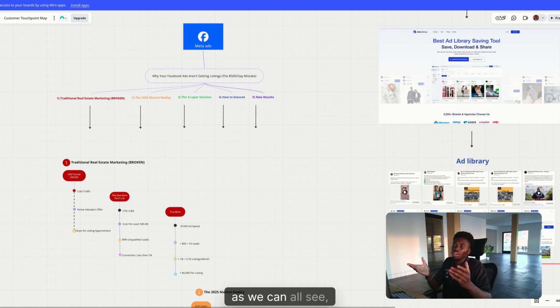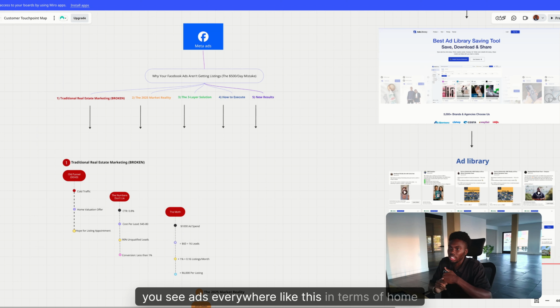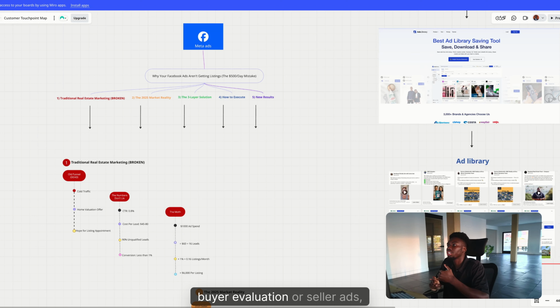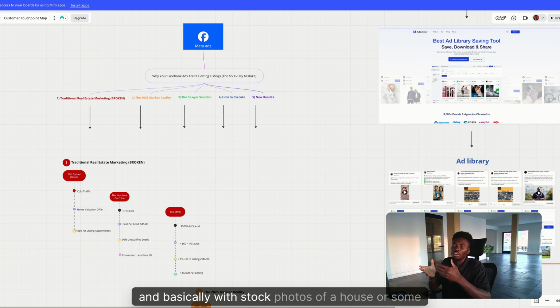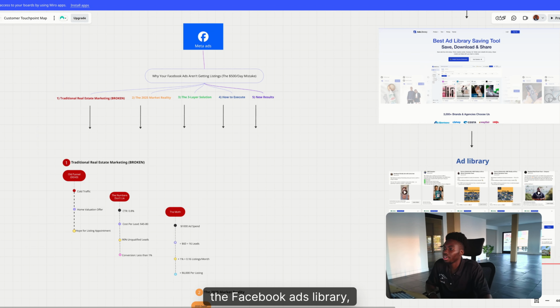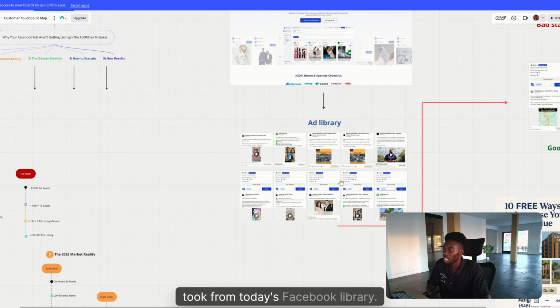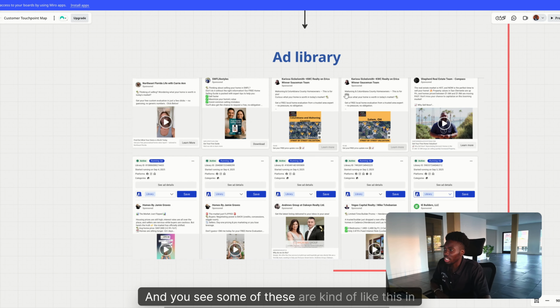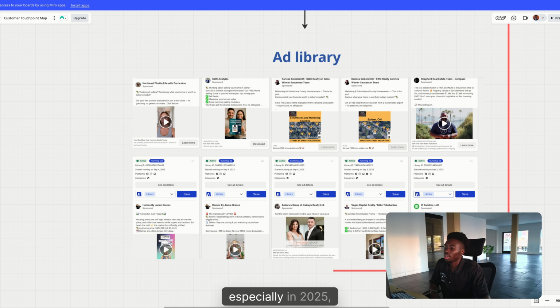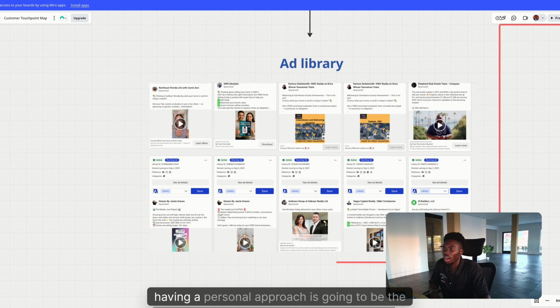So as we can all see, you see ads everywhere like this in terms of home buyer evaluation or seller ads, basically with stock photos of a house or some sort of generic form, as you can see in this case. I'm going to show you some of these examples on the Facebook Ads Library, some that I actually took from today. You can see all these static images, which are not very good, especially in 2025, and how having a personal approach is going to be the better way to advertise, especially on these Meta platforms.